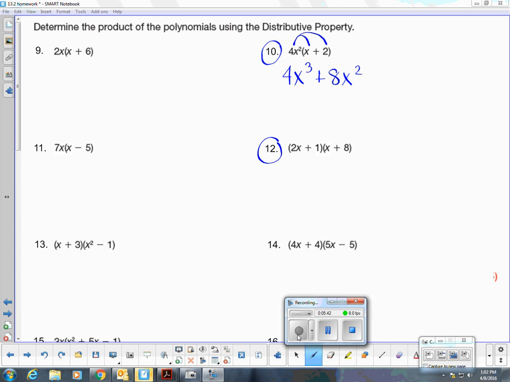And number 12, I'm going to go back to use my FOIL method again. Seems to be my method of choice. My first two terms. Outside, inside, last.